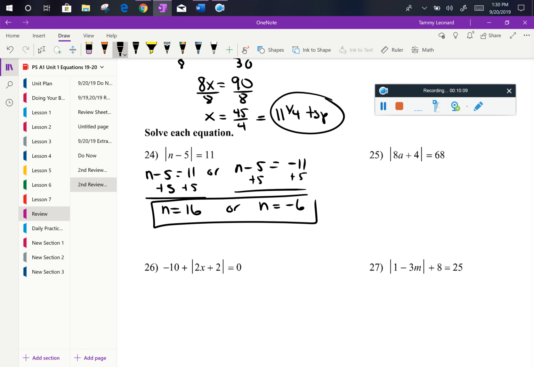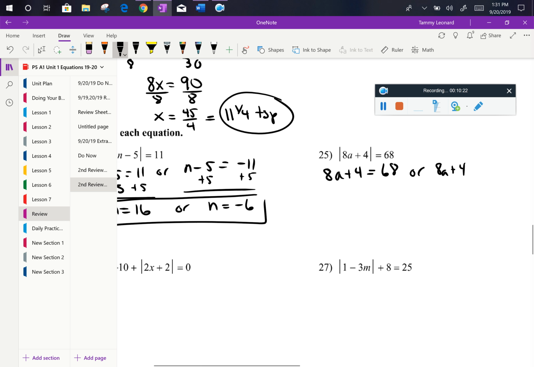In number 25, we also have a situation where the absolute value is already alone. So we can go straight to writing the two equations. 8a plus 4 equals 68, or 8a plus 4 is equal to negative 68. We need to solve both of these equations. I'm going to do them both at the same time because it's the same steps. You can choose to do them at the same time or to do them one at a time.